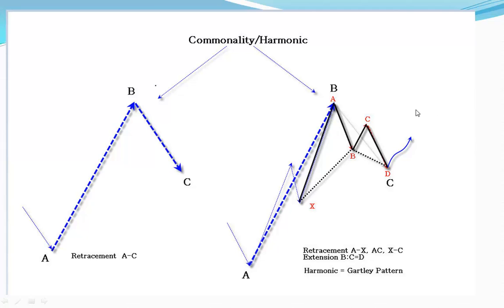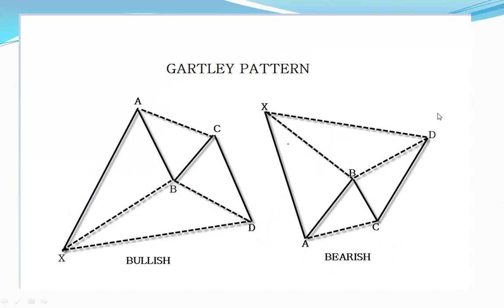All right, so the next thing we'll look at is the Gartley pattern and what it's supposed to look like. So everything starts with an X, then we go to A, then we go to B, and then we go to C, and then we go to D.